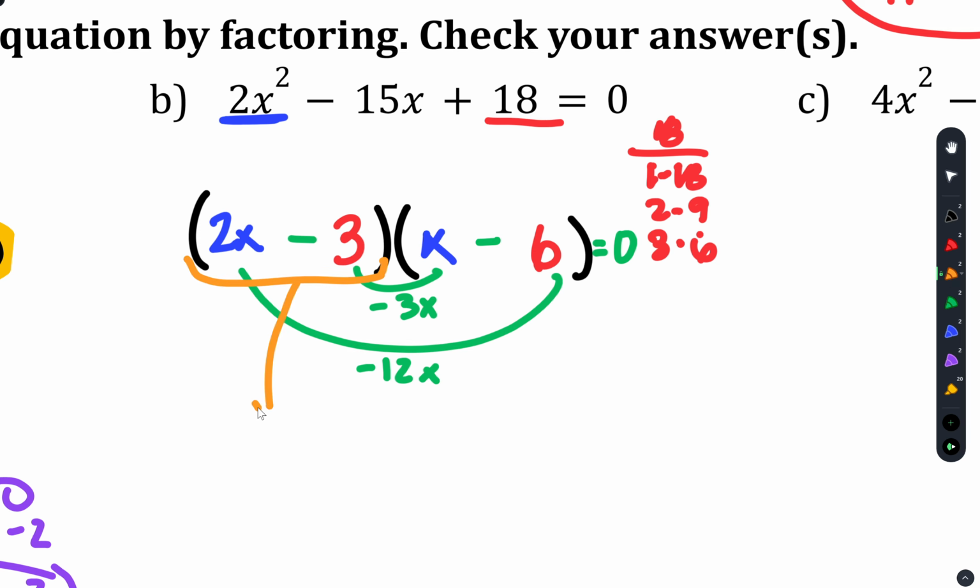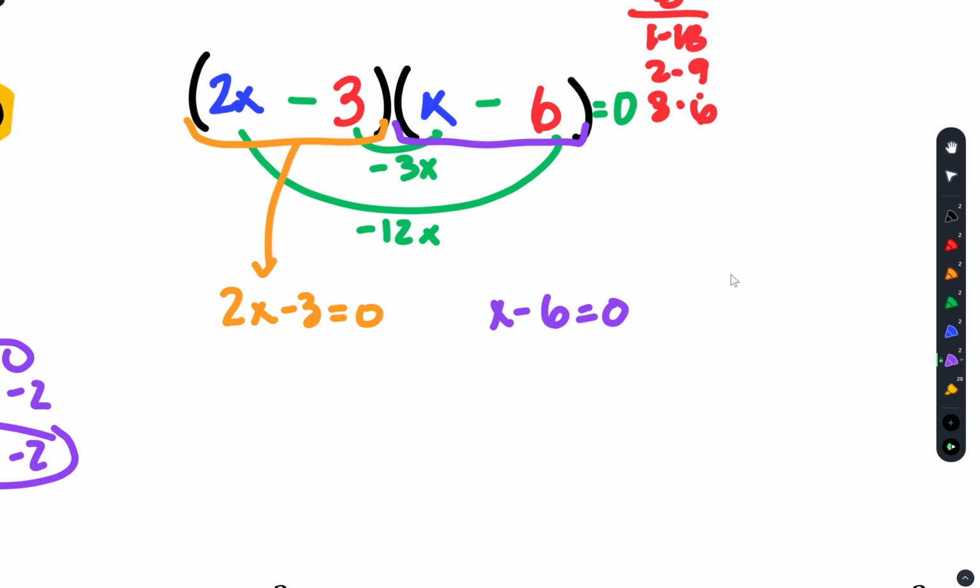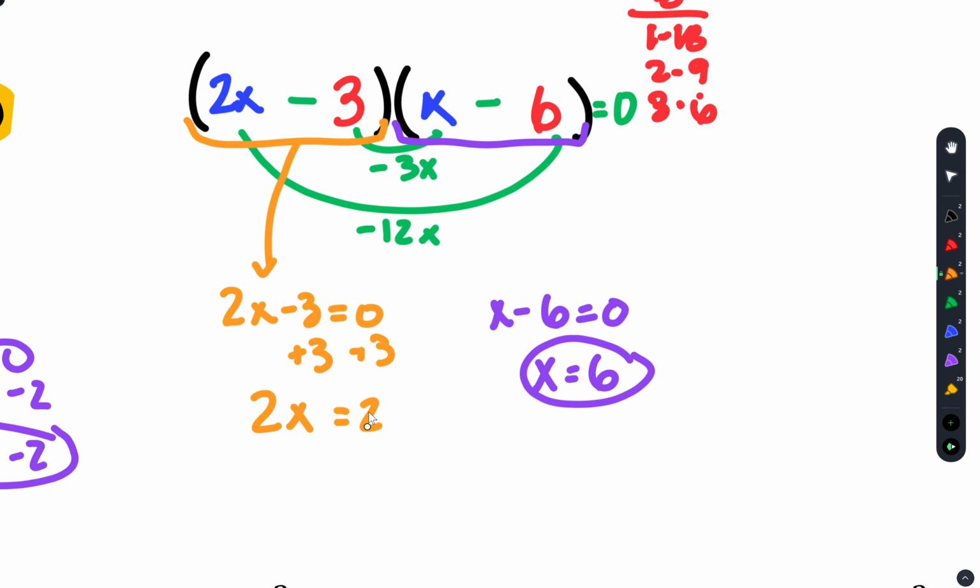And then I'm going to set each piece equal to 0. 2x minus 3 equals 0. X minus 6 equals 0. And I'm going to solve each one of these. The one in purple is pretty easy. All I got to do is add 6. So I know that that's x equals 6. This one in orange, I got a little bit of an extra step. I got to add 3, and then divide by 2. X equals 3 over 2. Perfect.